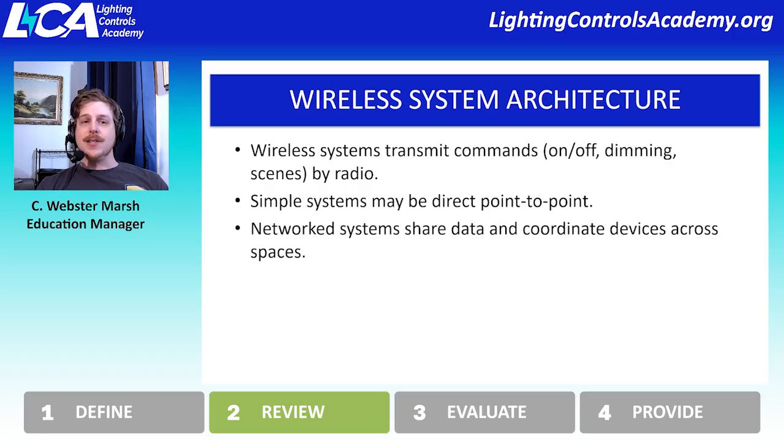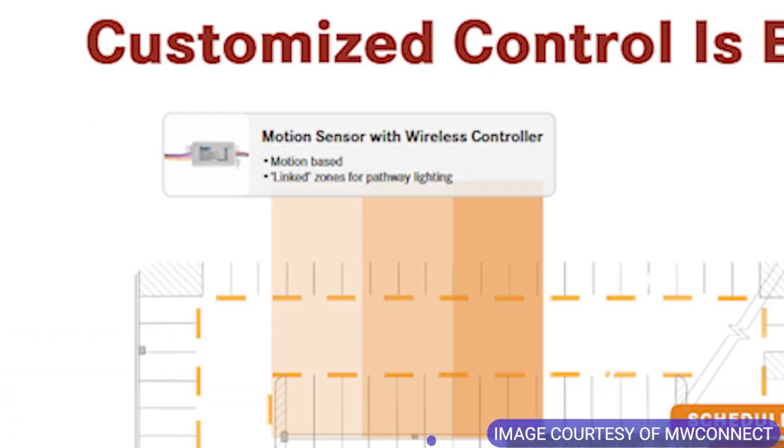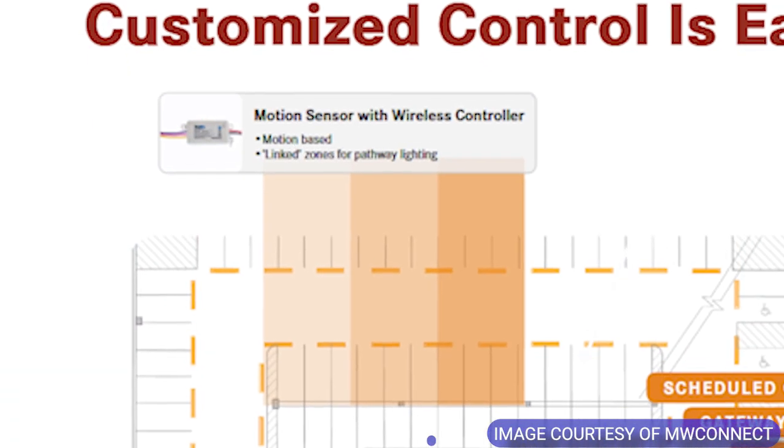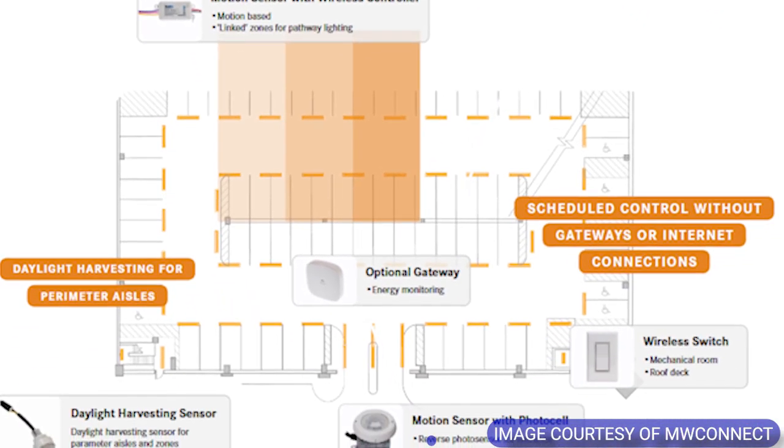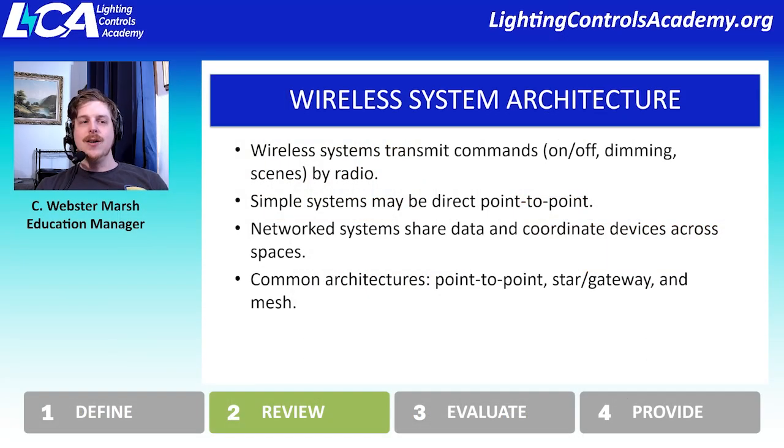But oftentimes network systems will share data and coordinate those devices across the different spaces for a purpose similar to a hardwired networked system. The common architectures that we do see with most wireless systems, as I've mentioned above, are point-to-point. We also see star or gateway, and finally mesh. These are also referred to as topologies, but the reason we're referring to them as architectures right now is because it really does frame how you're going to design the system rather than just at certain points.